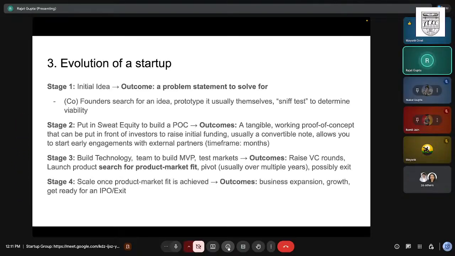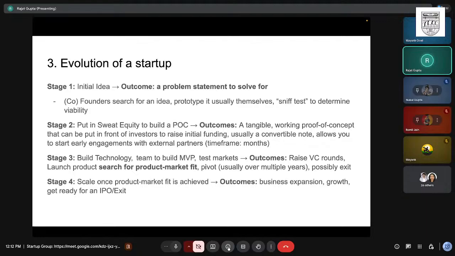Okay. So the next one is, what does the journey of a startup typically look like? And I'm sorry, this is not a very clean slide, and the paths could vary slightly, but by and large, every startup goes through these stages, right? So literally, the first stage is you have an idea, and what you're hoping to get at the end of the stage is really a concrete problem that you figured out is worth you spending the next few years of your life trying to solve.